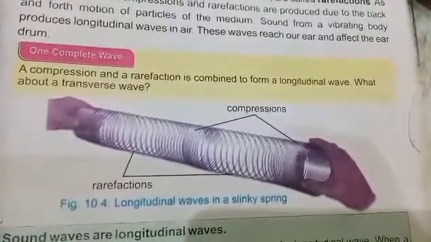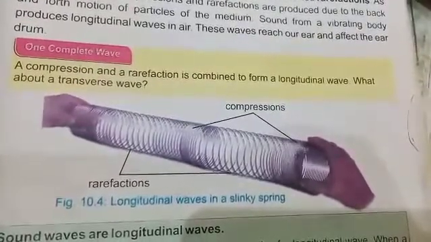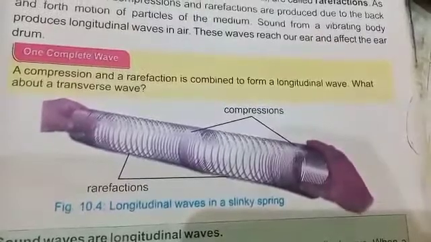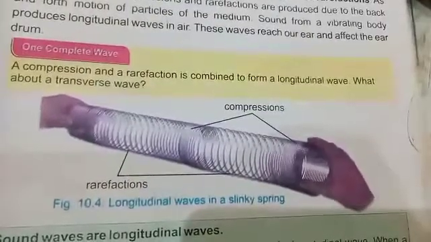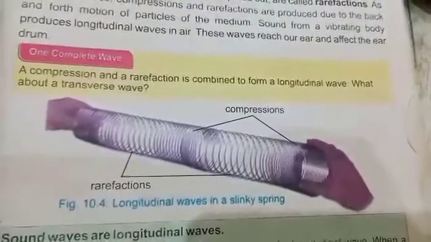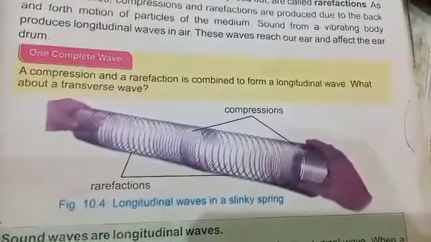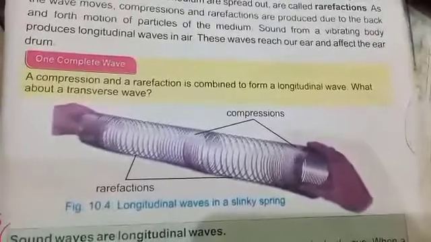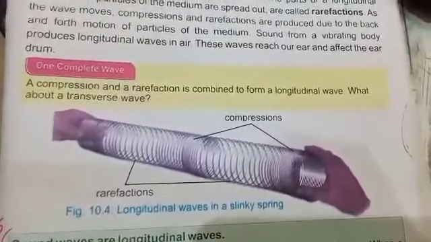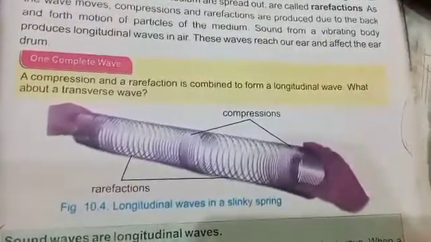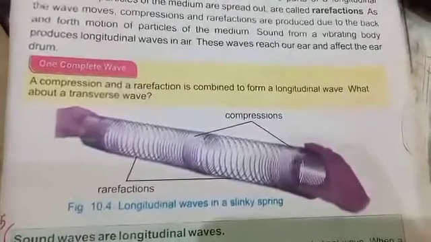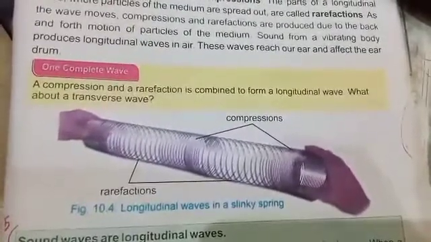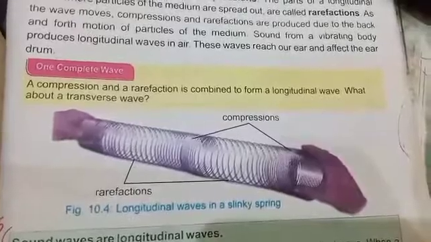Here in figure 10.4, you can see the longitudinal wave of a slinky spring, and this wave is formed by the combination of compressions and rarefactions generated during the formation of the wave. And here the question is, what about a transverse wave? Obviously, a transverse wave is formed by the combination of crest and trough.